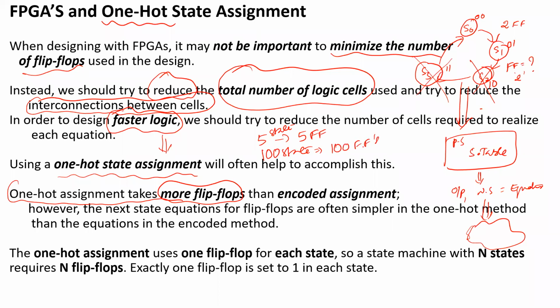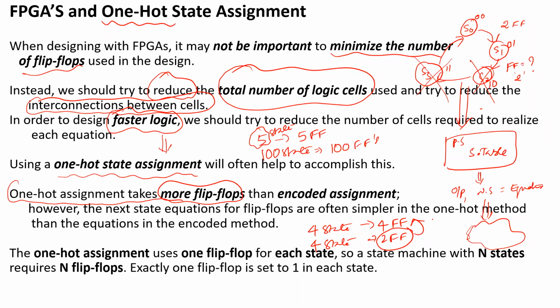So in this particular case, how many flip-flops are required? As I mentioned, 4 states are there. In one hot assignment, four flip-flops are required. In the case of normal notation, if we have 4 states, 2 flip-flops are sufficient. So the number of flip-flops increases if you are using the one hot assignment.